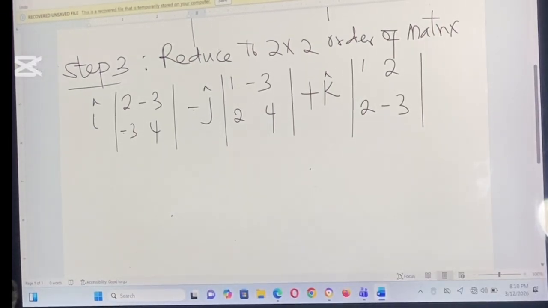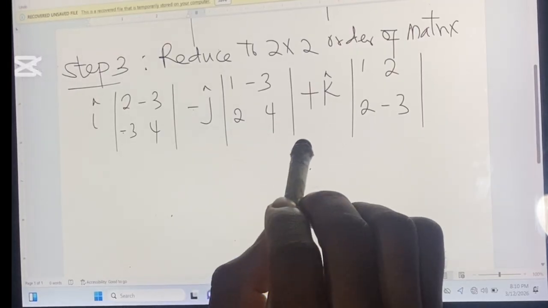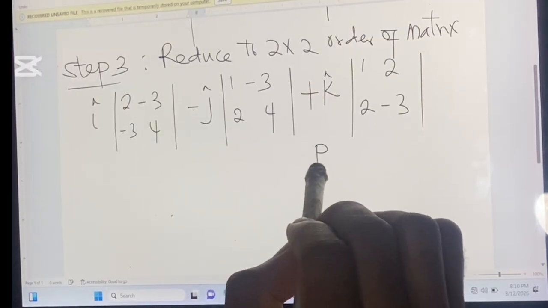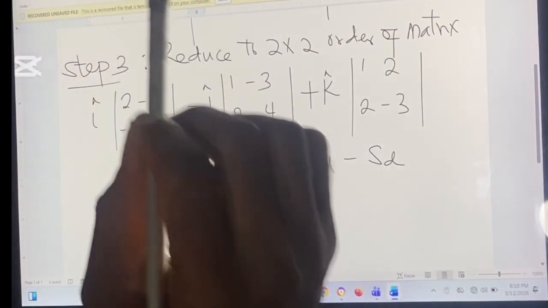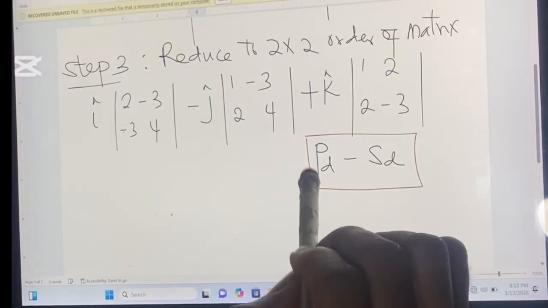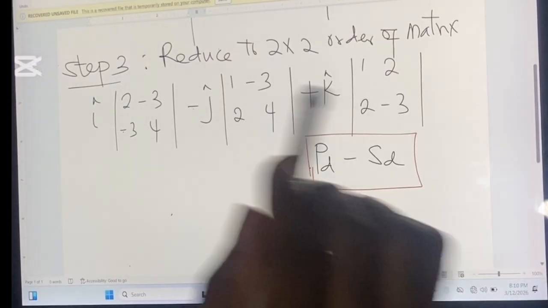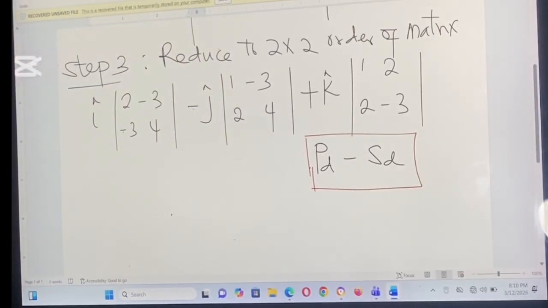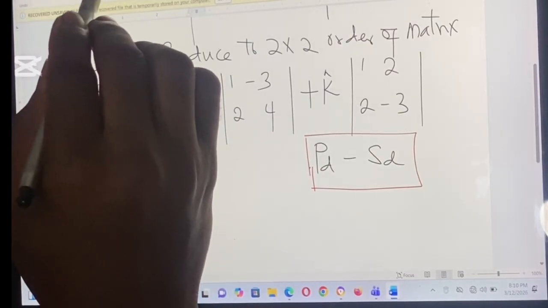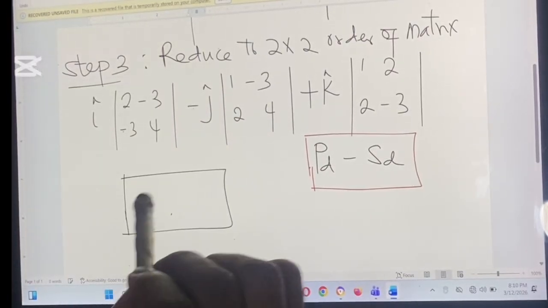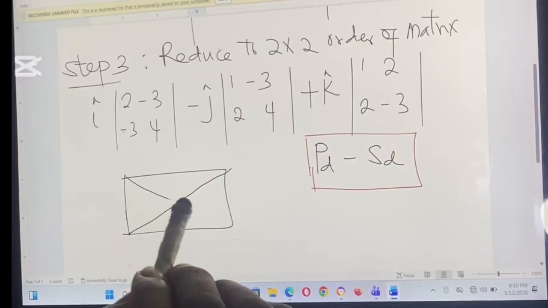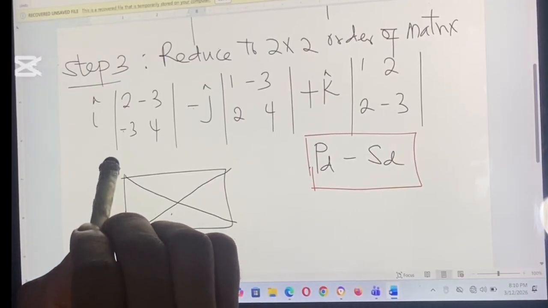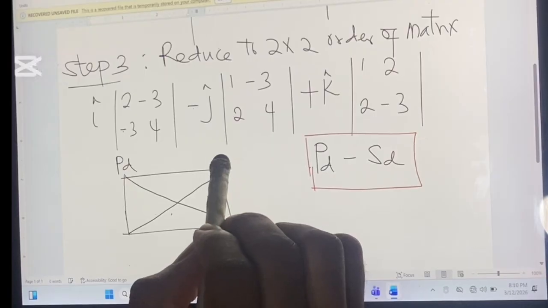Now, what is the formula for 2 by 2 order of matrix? The formula for 2 by 2 order is primary diagonal minus secondary diagonal. Please take note. So the point here is for us to know what primary diagonal is and what secondary diagonal is. A diagonal is just the half of a rectangle. If I have a rectangle like this, to find the diagonal of this, I will divide this by half. The same thing here, I will divide this by half. So the starting point, which is this part here, will be primary diagonal. The ending point here will be secondary diagonal.